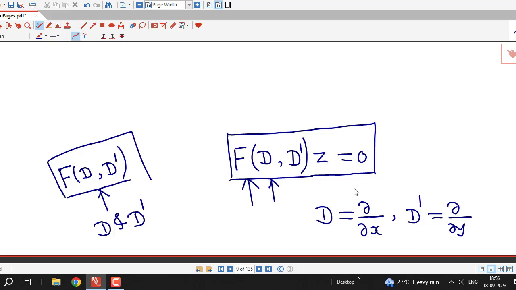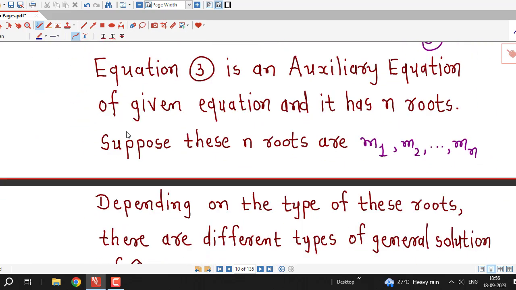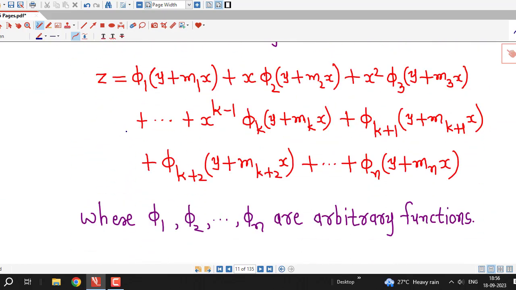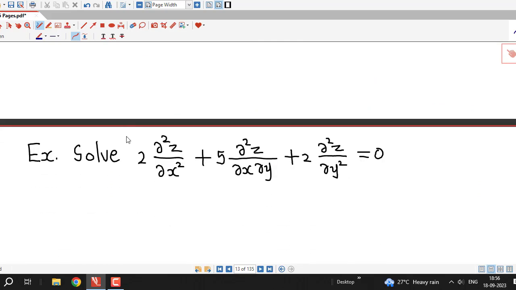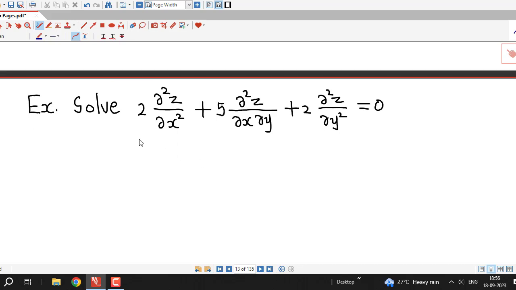And then we will go for non-homogeneous linear PDEs with constant coefficients, and then we will also discuss how to solve the linear PDEs with constant coefficients, in which this capital F is a non-homogeneous function of D and D'. We understand the method first with the help of example, and then we will generalize it for linear PDEs with any order. Here I have taken this linear partial differential equation of second order.